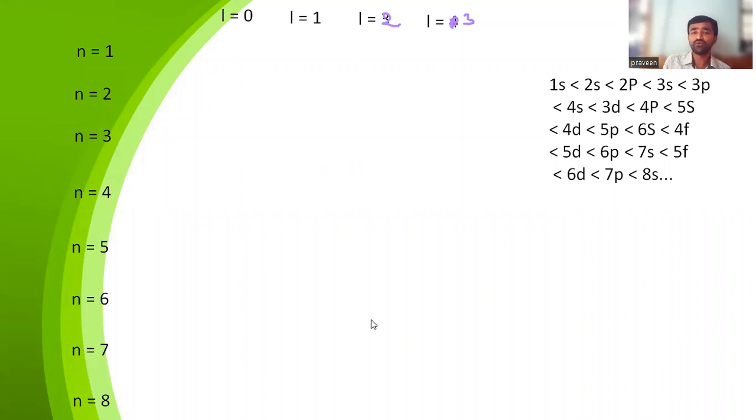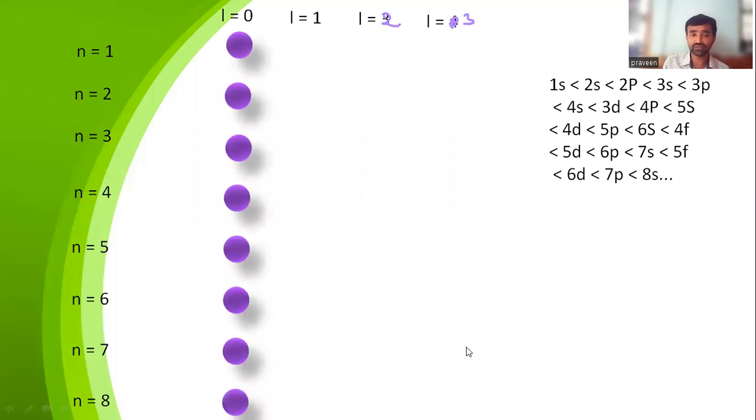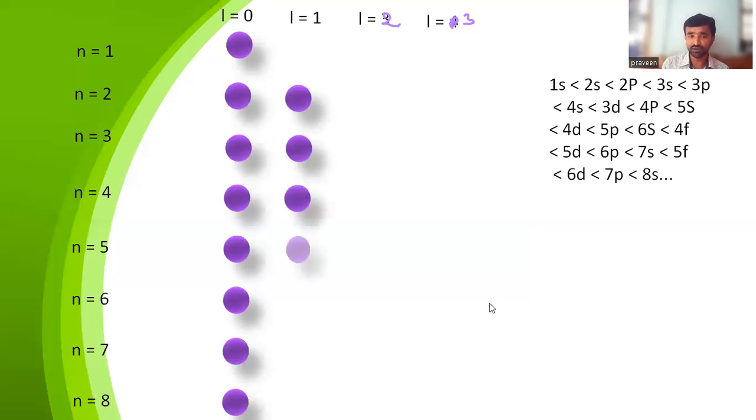So now, for each, I'm taking spherical shapes, circles. So n equal to 1 to 8 is possible. With n equal to 1, L equal to 0, I have 1s, 2s, 3s, 4s, 5s, 6s, 7s, 8s. Then n equal to 2, it is possible to have 2p. So no 1p. With n equal to 1, 1p is not possible, so I'm filling 2p here. So 3p, 4p, 5p, 6p, 7p. No 8p. Then I'm going for n equal to 3, L equal to 2.